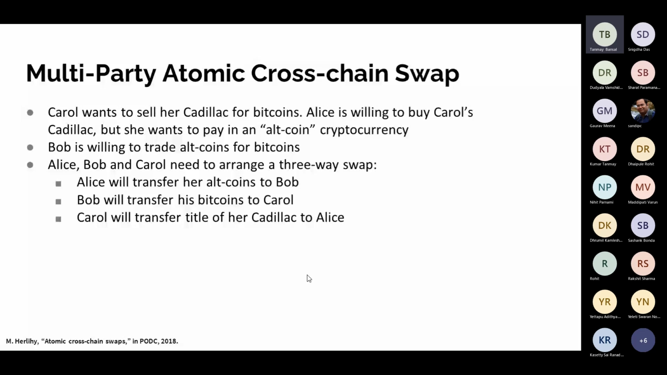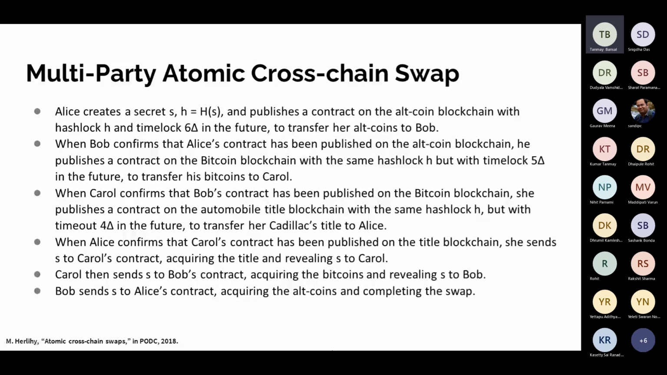So it's a little verbose and taken from this paper, but it helps us understand. It's very similar; now Alice is starting this. Alice creates a secret S and then publishes a contract on the altcoin blockchain with hashlock H and timelock 6 delta. You need to note that Alice knows the secret.